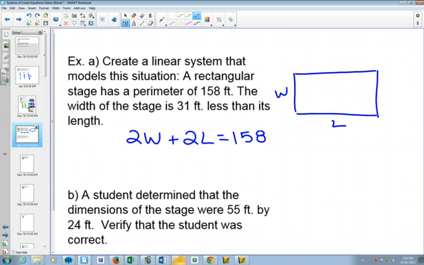The width of the stage is 31 feet less than its length. How do we write an algebraic equation for that? That's this one, 2W plus 2L. But for this one, the width is 31 less than the length. You could double it, but why not just keep it with 1W? The width is equal to L minus 31.